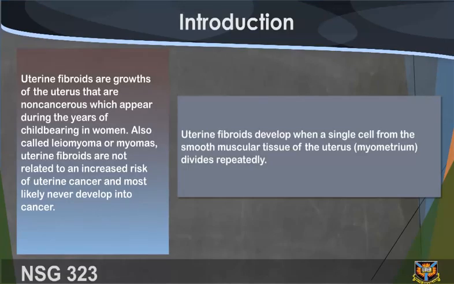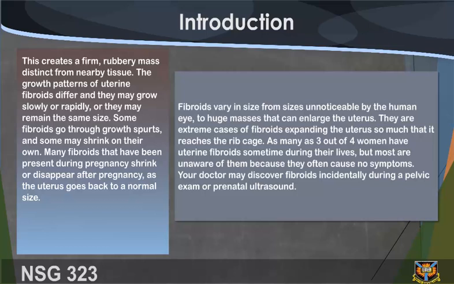Introduction. Uterine fibroids are non-cancerous growths of the uterus which appear during the childbearing years of women, also called leiomyoma or myomas. Uterine fibroids are not related to an increased risk of uterine cancer and most likely never develop into cancer. Uterine fibroids develop when a single cell from the smooth muscular tissue of the uterus, the myometrium, divides repeatedly. This creates a firm, rubbery mass distinct from nearby tissue.